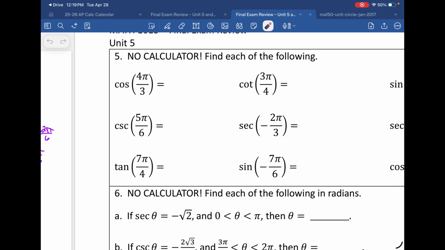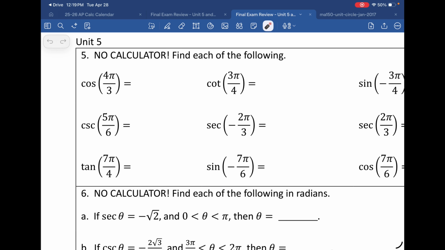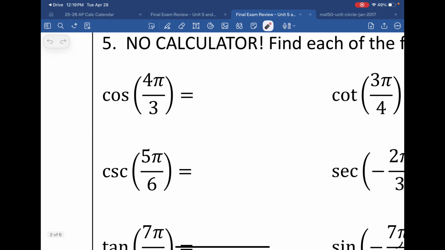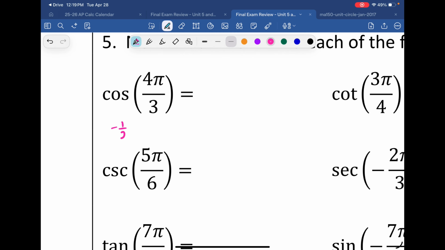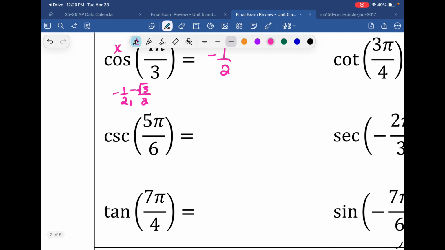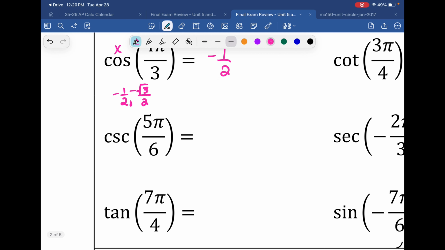do this with memory. Cosine 4 pi over 3. All right, well, its reference angle is pi over 3, which means it has an x-coordinate of -1/2 and a y-coordinate of root 3 over 2. Okay, and how do I know it's negative there? This is quadrant 3, both negative. Numerator is 1 more than the denominator. Cosine is an x-coordinate. X-coordinate at 4 pi over 3 is -1/2.